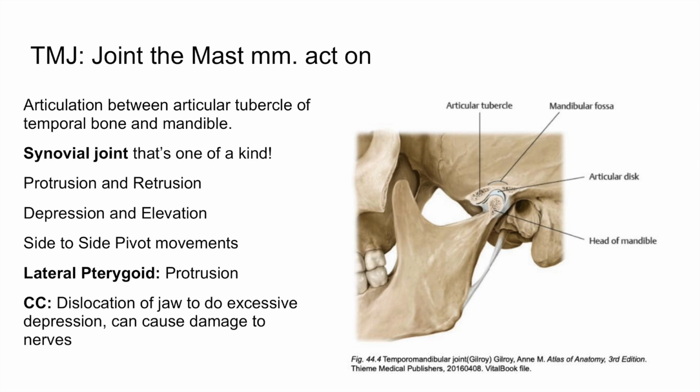So functionally, this joint allows multiple types of movement. You have depression and elevation of the mandible, which correspond to opening and closing your mouth. You have protrusion and retrusion, which are forward and backward movements of your jaw. You have side-to-side or lateral deviation movements, which are essential for chewing. These movements are coordinated by the muscles of mastication, especially the pterygoids. The lateral pterygoid is particularly important because it's the primary muscle responsible for protrusion of the mandible, and also helps initiate opening of the jaw, pulling the mandibular condyle and articular disc forward onto the articular tubercle.